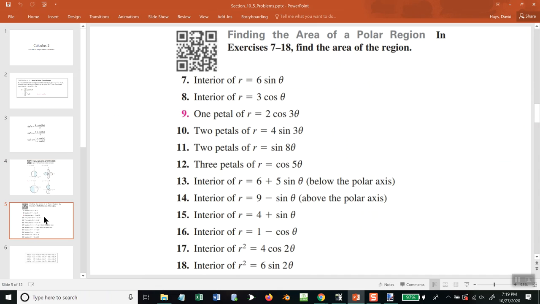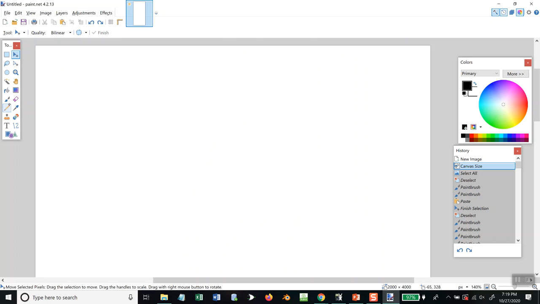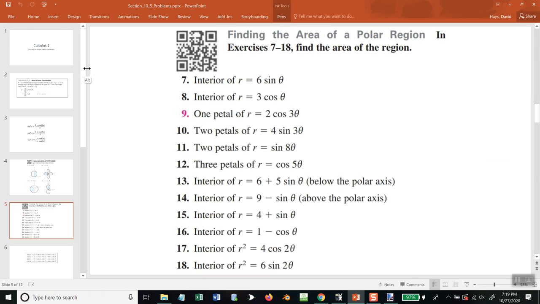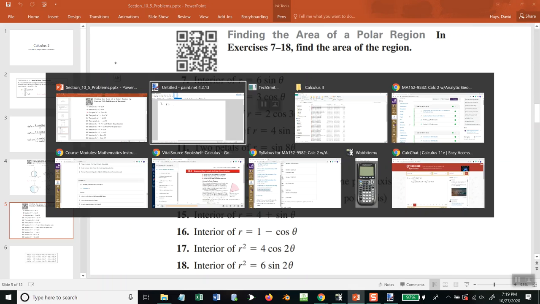Now these next problems are just simply asking you to find the area of the region. And some of these don't work. I especially want to show a problem like number 13 or 15 or something like that. These are just using power reducing. I probably want to show number 9 too. That's very unique. Let's take a look at number 7. Oh, you've seen one like it already. Interior of r is equal to 6 sine theta.